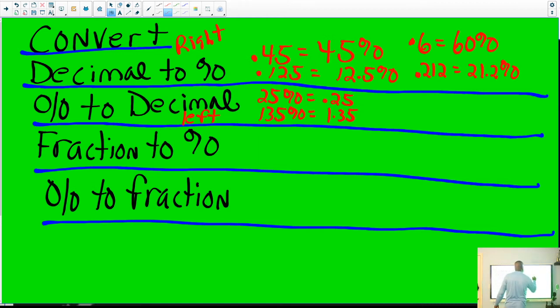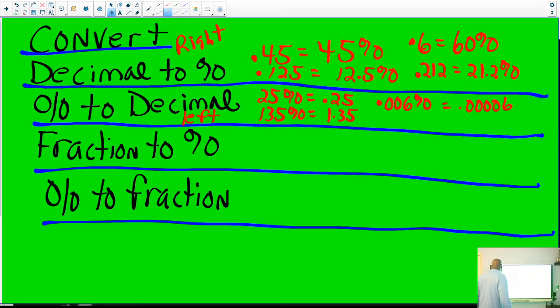If you've got 0.006%, that's kind of weird. All you have to do is move it twice, and you have to add 2 zeros. It'll be 0.00006. Move it twice to the left. Everybody got it? Understand what's going on?